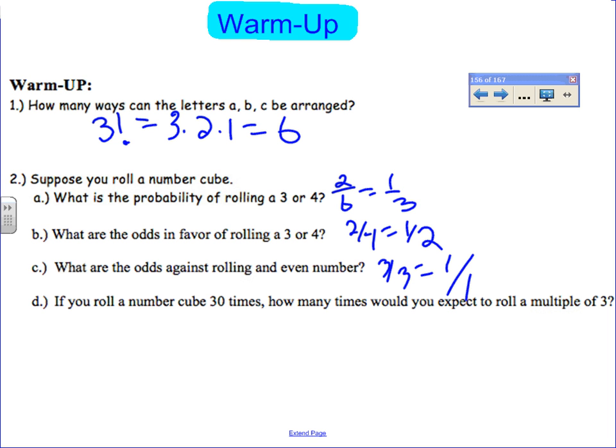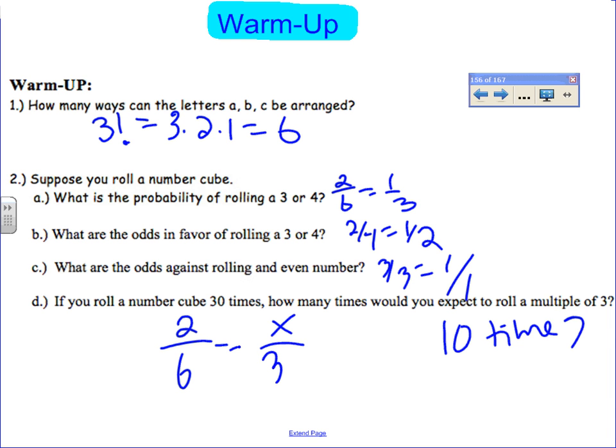Camille, if you roll a number cube 30 times, how many times would you expect it to roll on a multiple of 3? Good job. The answer here is 10 times. If you were confused on that one, a proportion that you could have used is 2/6 equals x/30. Use cross products to solve. You end up with x equals 10. That's just one way. There were a couple ways you could have solved that.